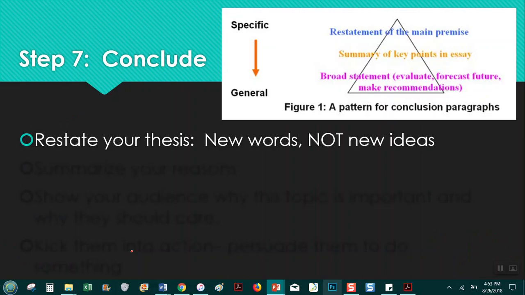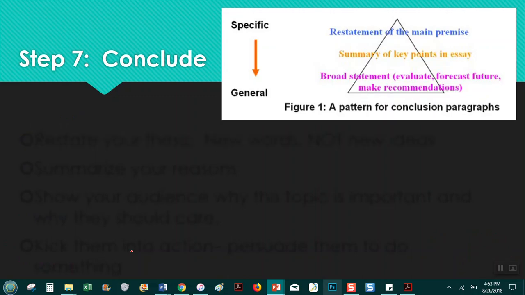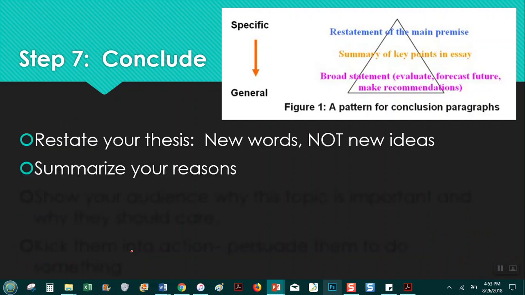So concluding, how do you do a conclusion at the end of all of these persuasive paragraphs? At the beginning where I talk about thesis statements, I talk about an inverted pyramid. You can do a regular pyramid here where you restate the main premise, you summarize the key points of your essay, and then you make a broad statement like a recommendation or show how it kind of affects people at large. New words, not new ideas, and summarize your reasons. You can do that for some of your persuasive essays.